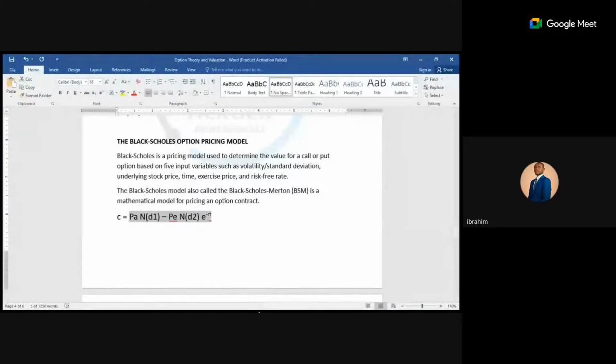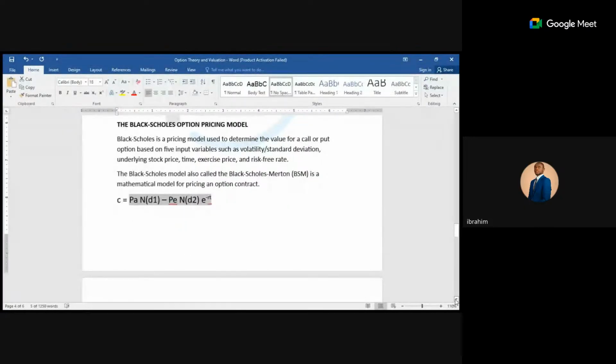Before now, if you check option pricing questions, it's usually on the Black-Scholes model. The question will say calculate the call option, and then you need to use this formula to calculate the call option. But now there is the payoff table and intrinsic value.